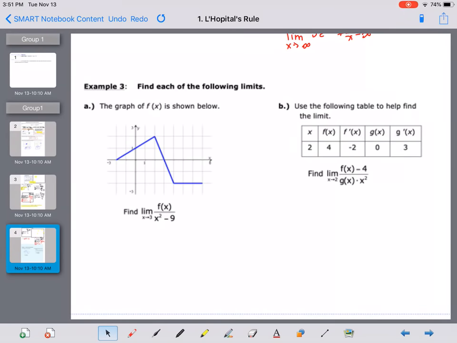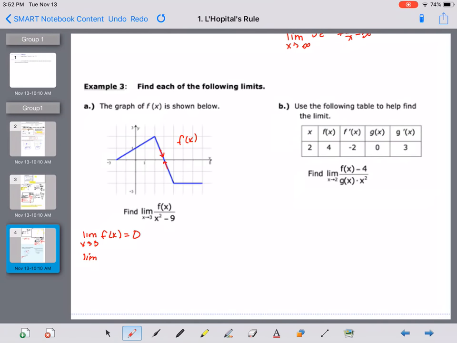Okay, so here we have a graph, and we want to find the limit of not this graph as we approach 3, but the limit of f of x over x squared minus 9. So if we look at this graph, as we approach 3, our f of x is actually approaching 0. Okay, because that's the graph of f. So I already know that the limit as x approaches 3 of f of x is equal to 0. That's where that graph is from.